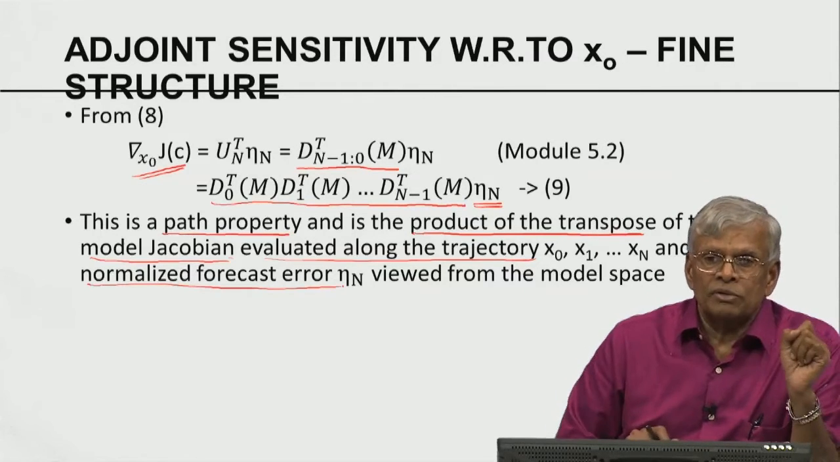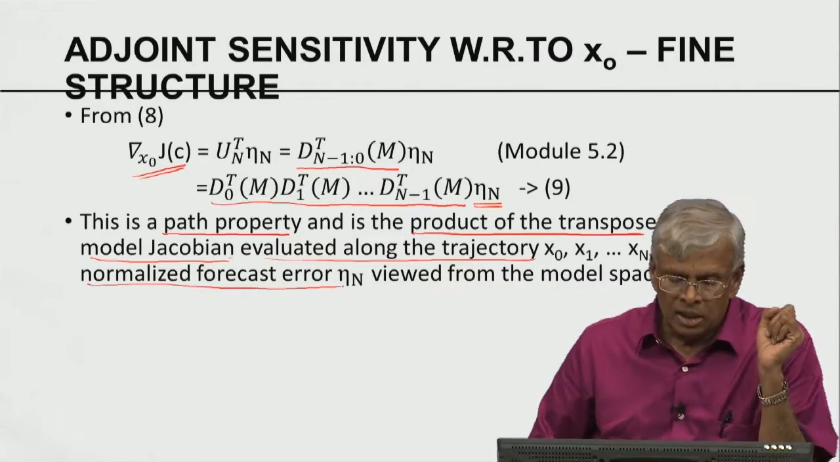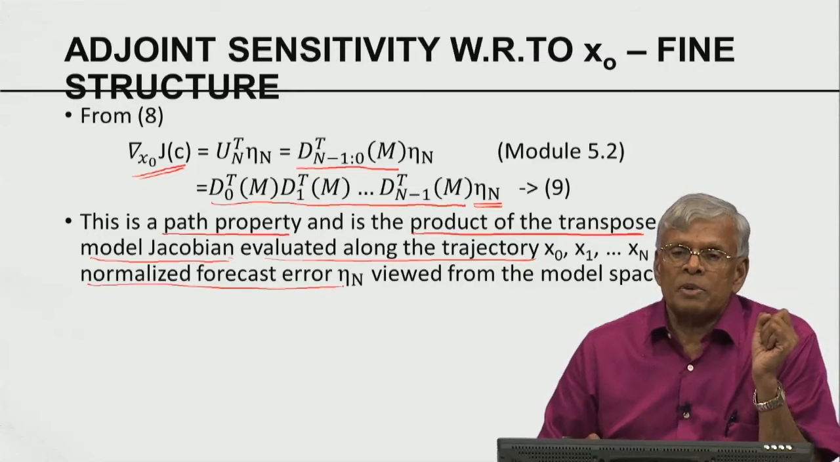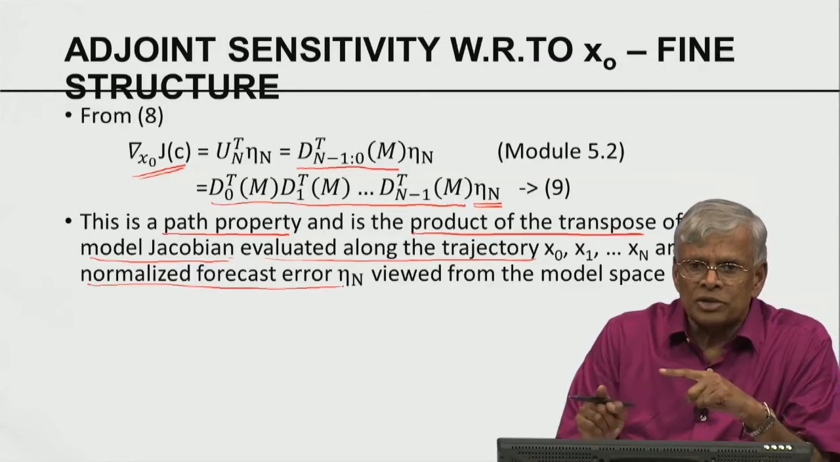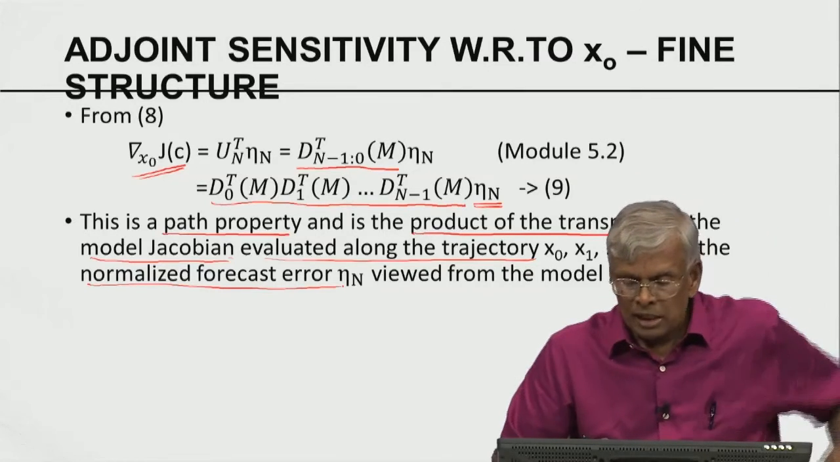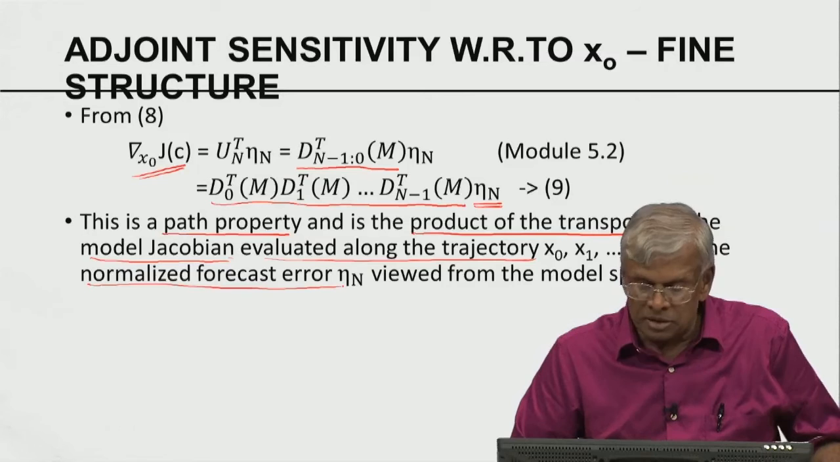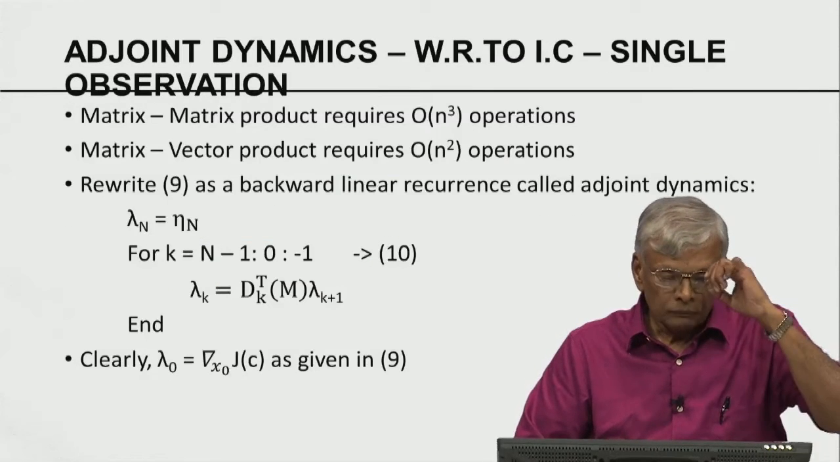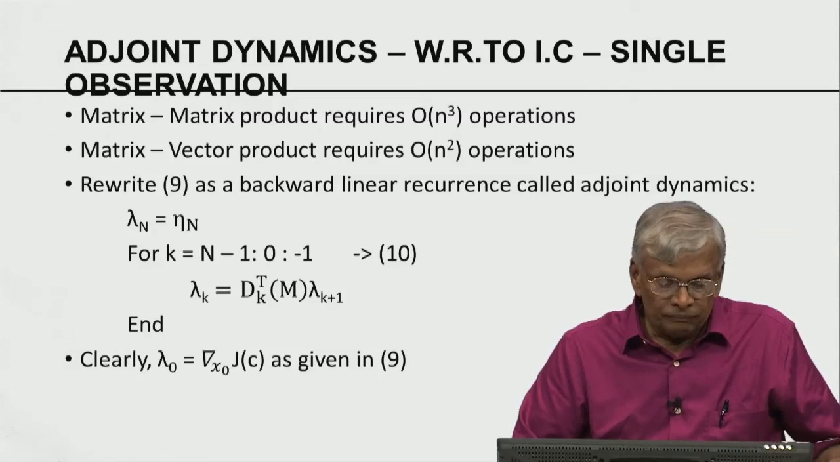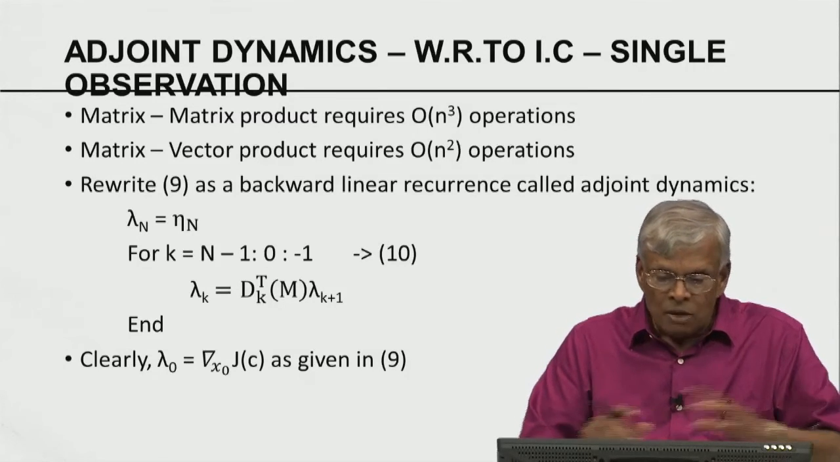This is the fine structure of the adjoint sensitivity. The left hand side is the adjoint sensitivity, and the right hand side is an expression for the forward sensitivity. We are able to relate the forward sensitivity and the adjoint sensitivity using this relation in 9. So that's an important connection between 4DVar and FSM.